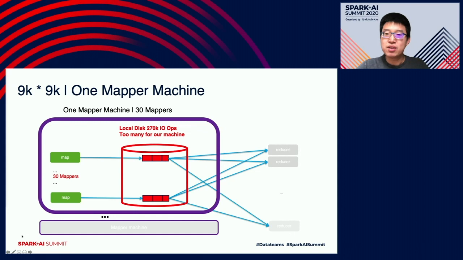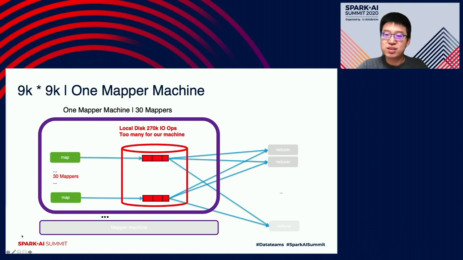One machine can run multiple mappers at the same time. So if we zoom in and only focus on one machine, in this case, this machine has 30 mappers. All those 30 mappers share the same local disk of the machine. One mapper writes the shuffle data once, then reads it 9K times for 9K reducers. So in total, 30 mappers need 270K I/O operations.